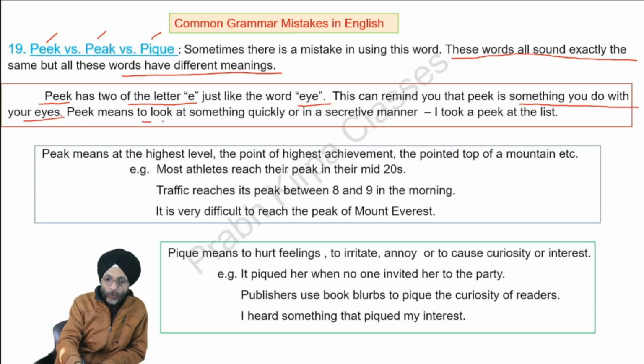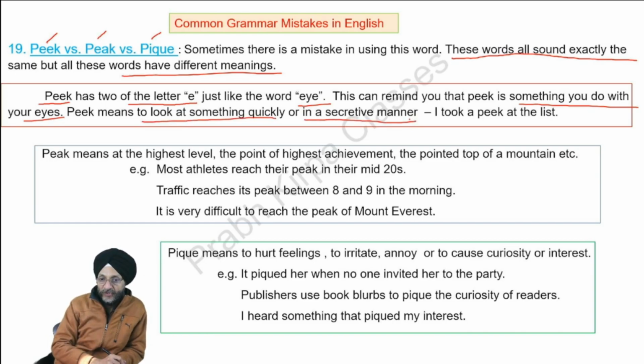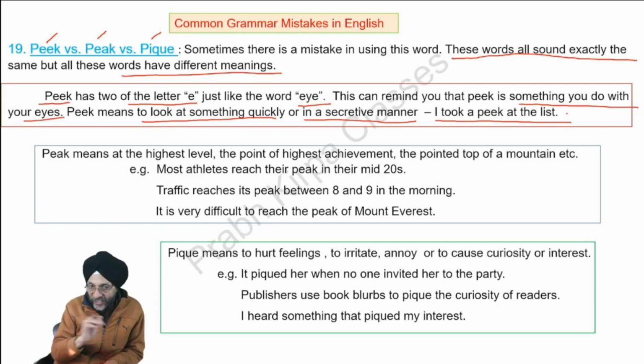Peek means to look at something quickly or in a secretive manner. For example, I took a peek at the list. That is, I go through the list very quickly or in a very secretive manner.